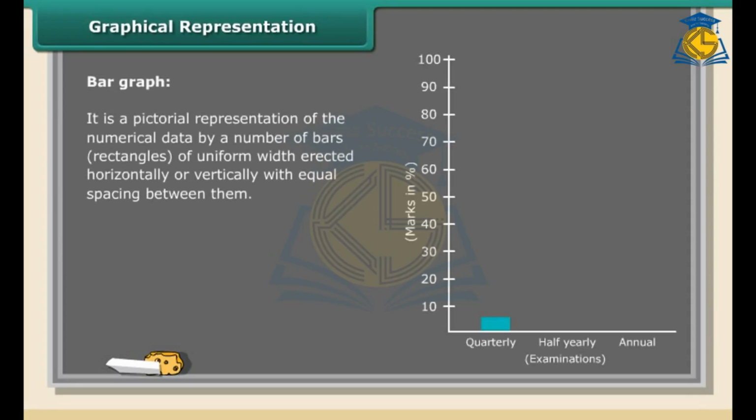It is a pictorial representation of the numerical data by a number of bars, rectangles of uniform width erected horizontally or vertically with equal spacing between them. The bar graph shows Divya's performance in the quarterly, half-yearly and annual examinations. It helps us to compare whole year's performance. From the above graph, we infer that Divya's total marks has been increasing, which shows progress in her studies.